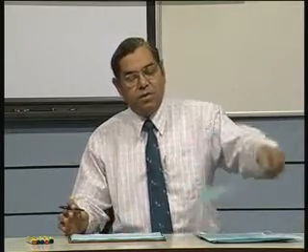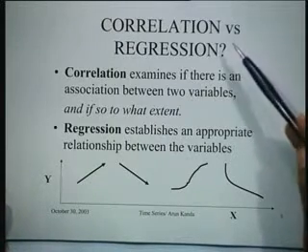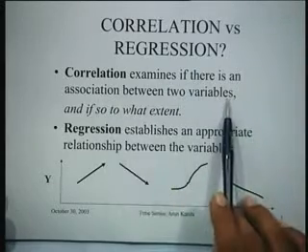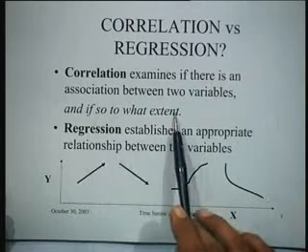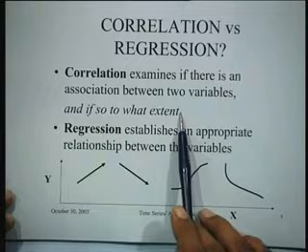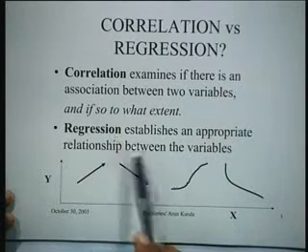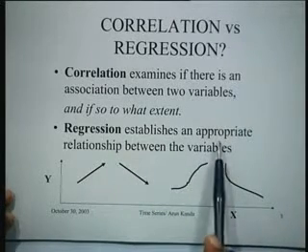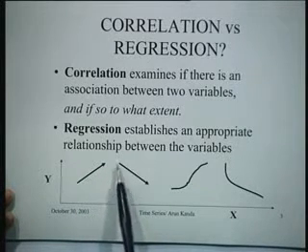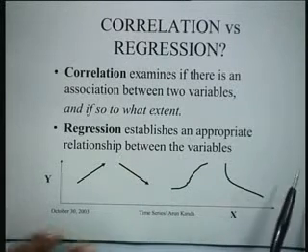This is a central concept which is used in forecasting, and therefore we must clearly understand the distinction between correlation and regression. Correlation examines if there is an association between two variables, and if so, to what extent. So that is what the correlation coefficient measures, the degree of association between two variables, if at all there is any. And regression, on the contrary, establishes a unique relationship between the variables. If there are two variables y and x, and you find that they behave in a certain fashion, discovering the relationship between the variables is actually the business of regression.